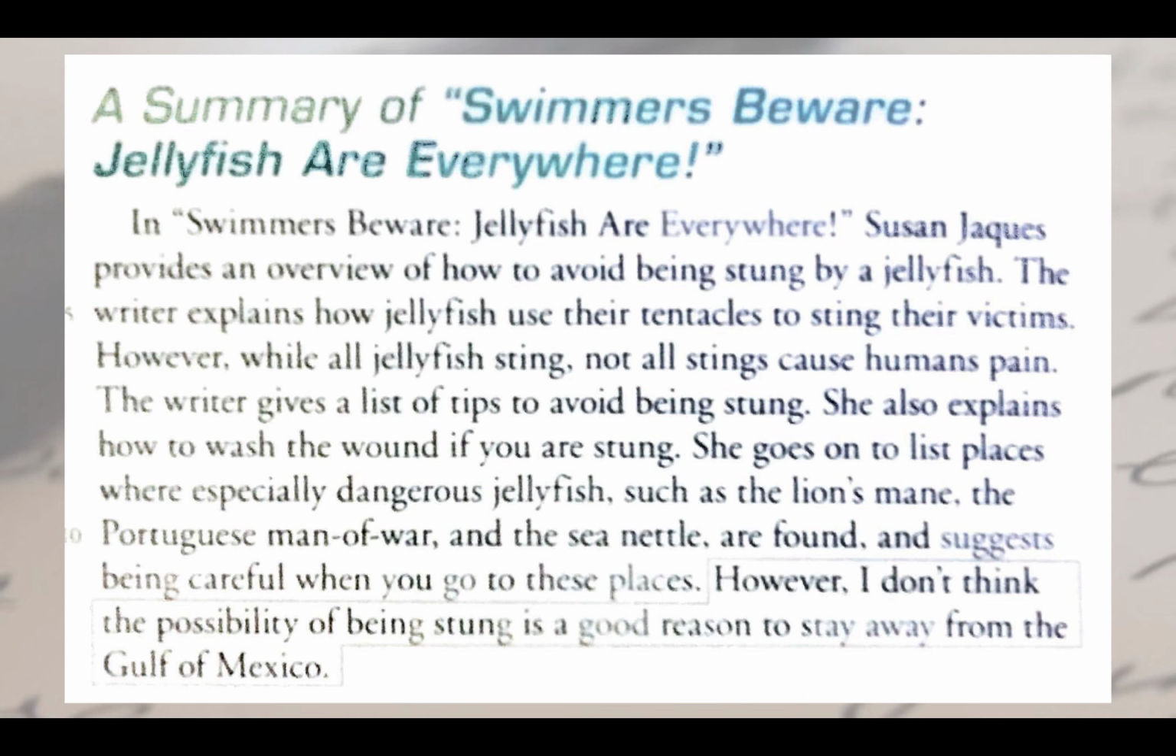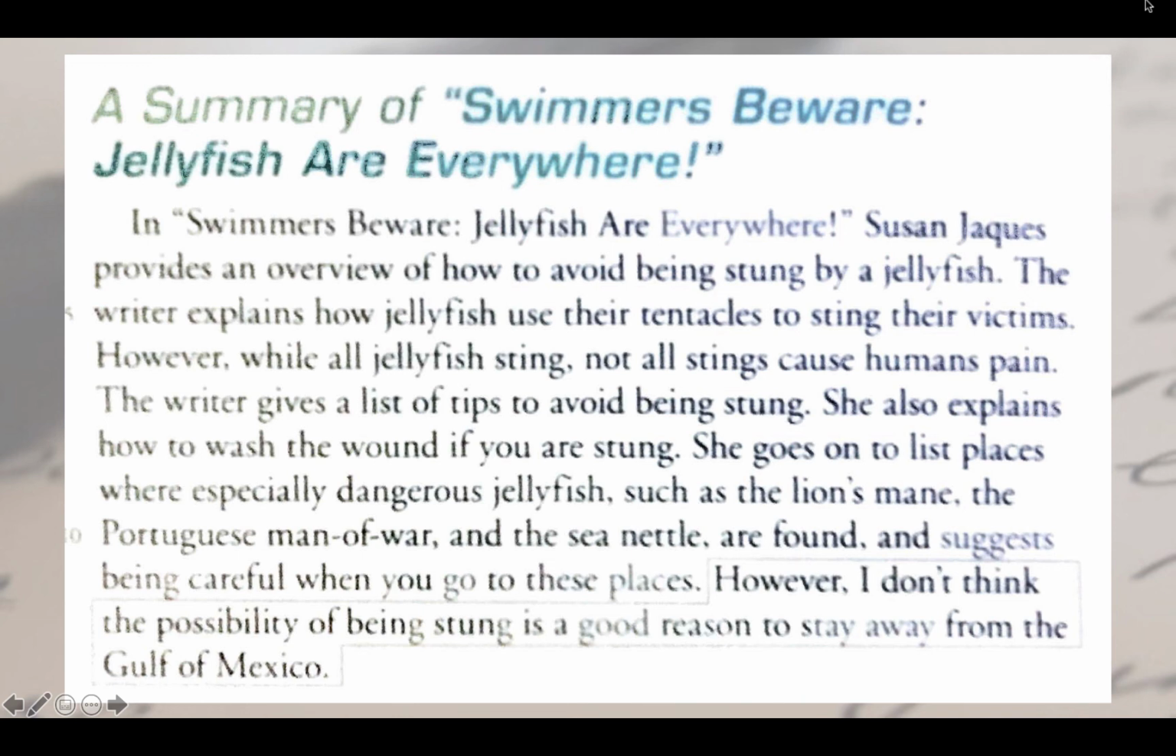Where do you find the main idea of the article? It's in the very first sentence. It says, in Swimmers Beware, Jellyfish Are Everywhere, Susan Jacks provides an overview of how to avoid being stung by the jellyfish. That's the main idea. The writer gives a list of tips to avoid being stung. She also explains how to wash the wound if you are stung. Should that be included in the summary? Since the sidebar is not actually part of the article, the part of the sentence that says how to wash the wound if you are stung is inappropriate because it's in the sidebar, not the actual article.